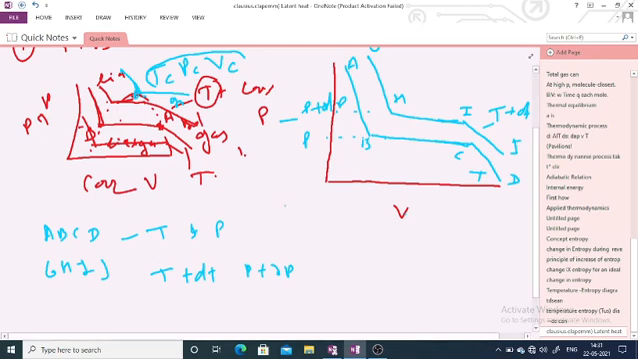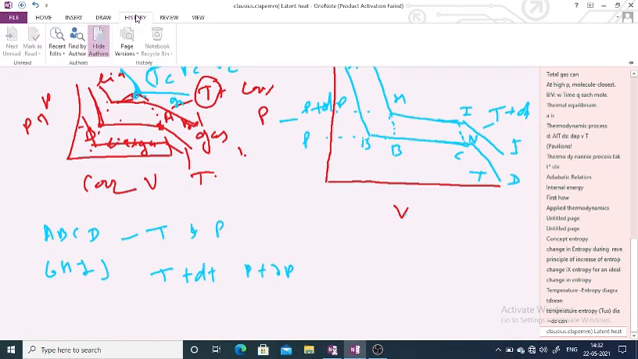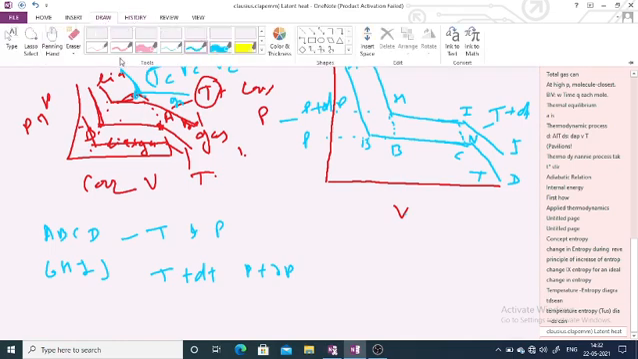Now you have to consider, if you join these 2 points, then you can write another label here, D and N. So it should be remembered, now we consider only this curve.